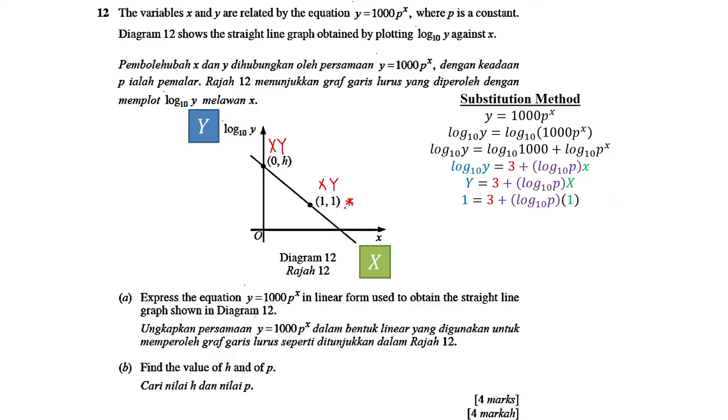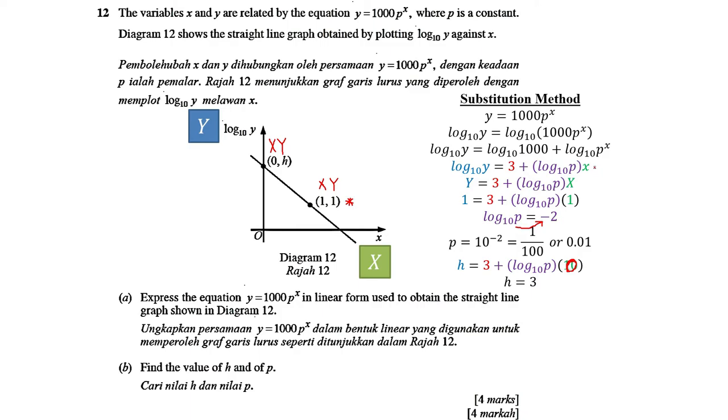1 equals to 3 plus log 10p times 1. And then we move the 3 to the other side, minus it becomes negative 2. So log 10p is equal to negative 2. We move the 10 to the other side, make it become the base. 10 to the power of negative 2, yes, with that we get our first answer. And now we want to substitute another coordinate (0, h) inside the linear form. So 0 multiplied with log 10p, it will become 0. Then you know that your answer for h is 3.